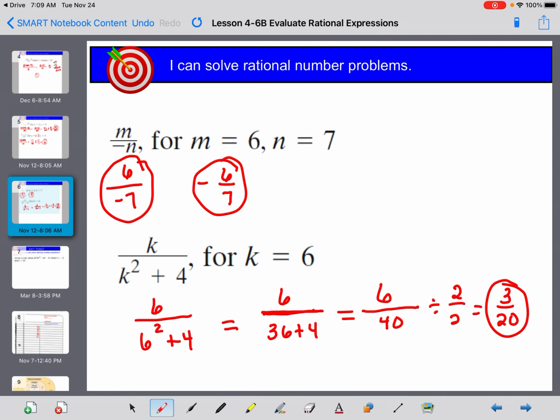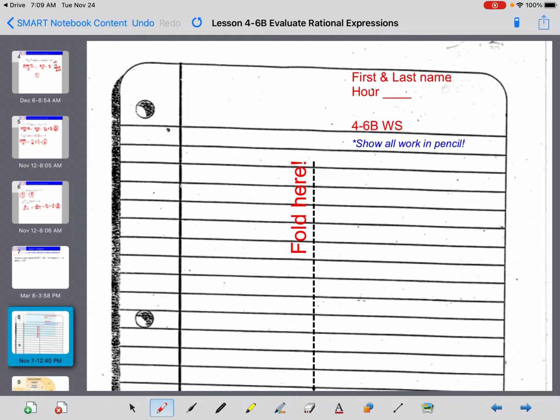All right, let's give the homework a try. The worksheet for 6B can be found in your notes packet.